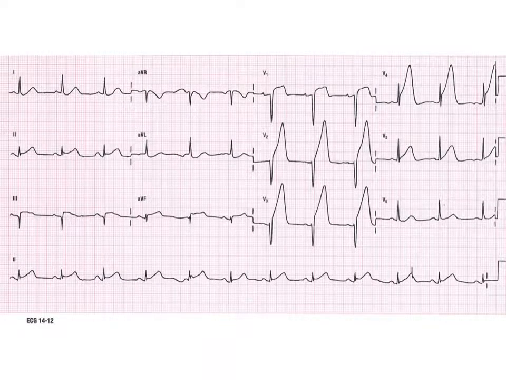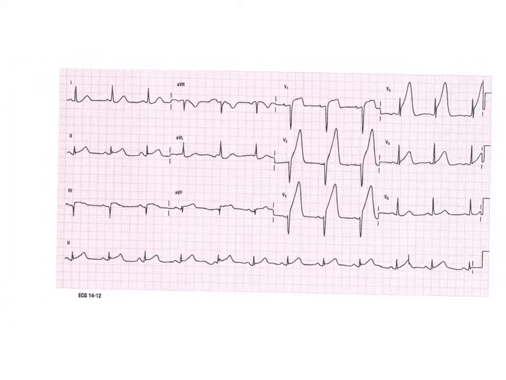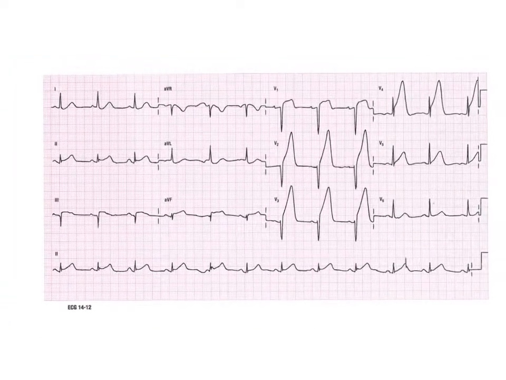Here's one of those that draws your attention immediately to the last thing that we look at. So you have to be disciplined enough to look at everything. What's our rate? Well, 300, 150, 175. So we got a rate that's not a problem. It is regular. There are P's for every QRS, no dropped beats.